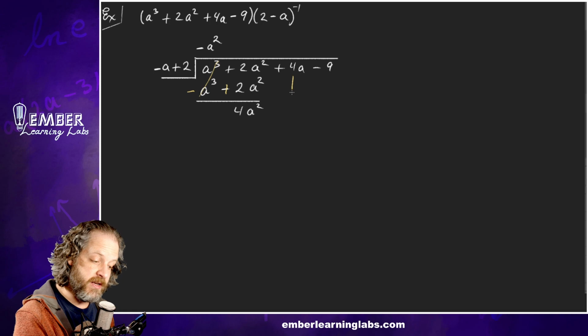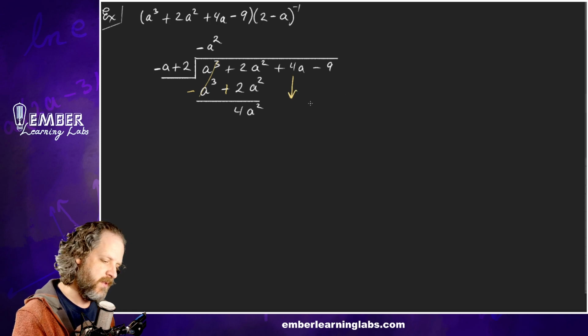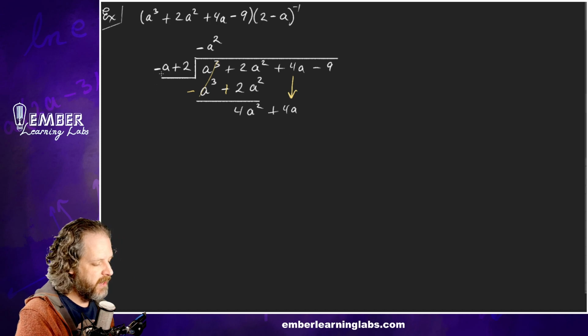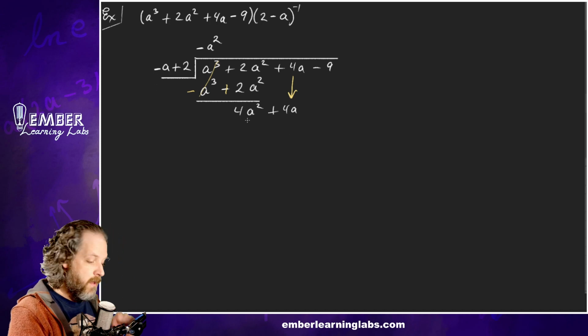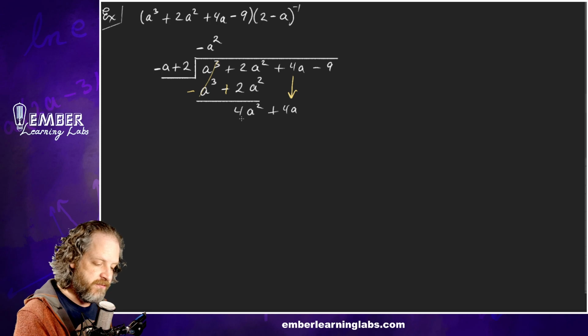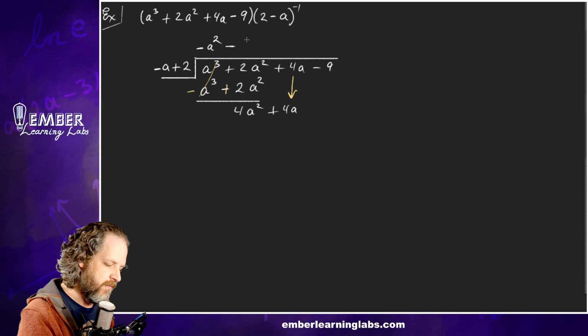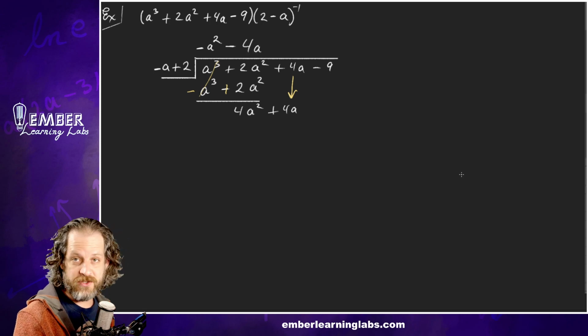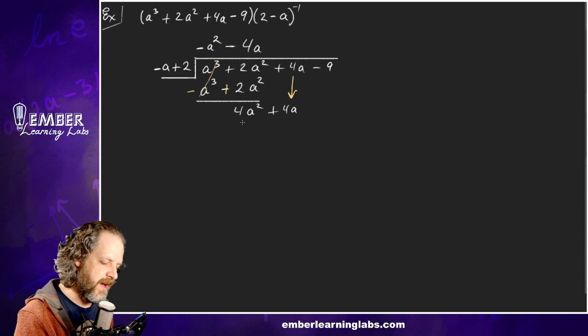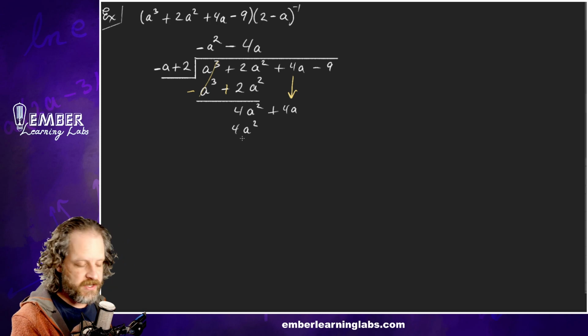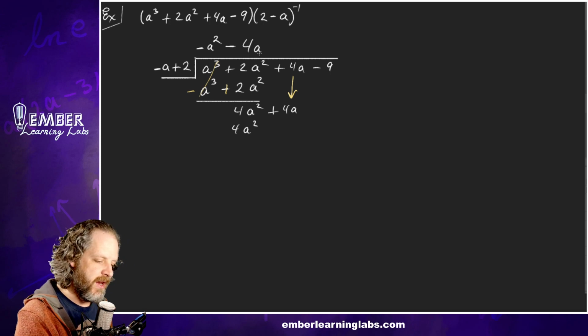Next is to bring down the next thing. So plus 4a. Now we're going back in here. Negative a goes into 4a squared negative 4a times. Then we distribute. Negative 4a times negative a is positive 4a squared. These should match. If they don't match, you did it wrong. Double check what you're doing. Negative 4a times 2 is negative 8a.